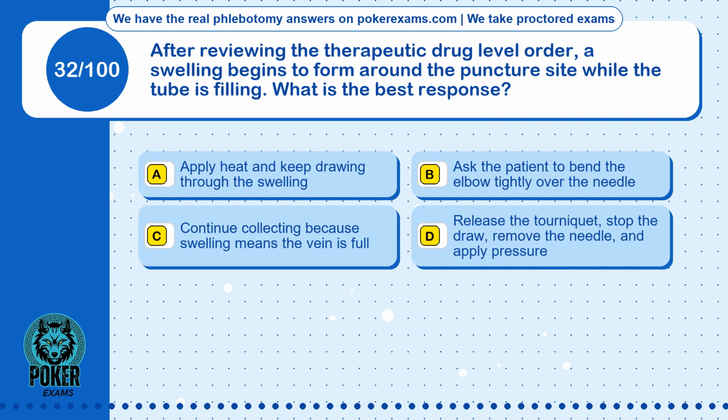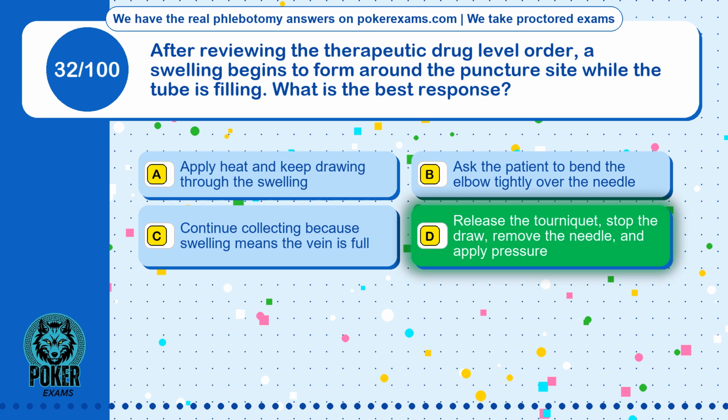Question 32. After reviewing the therapeutic drug level order, a swelling begins to form around the puncture site while the tube is filling. What is the best response? Option A. Apply heat and keep drawing through the swelling. Option B. Ask the patient to bend the elbow tightly over the needle. Option C. Continue collecting because swelling means the vein is full. Option D. Release the tourniquet, stop the draw, remove the needle, and apply pressure.